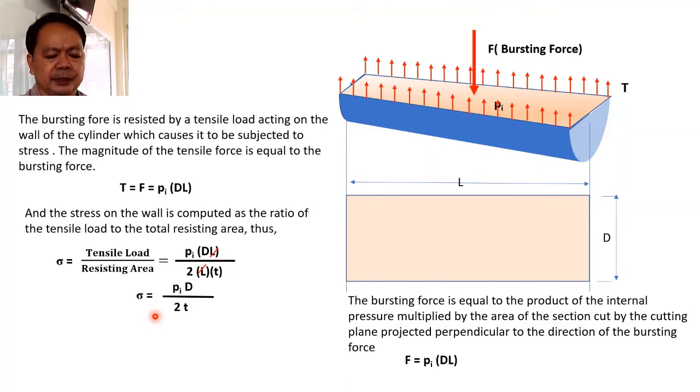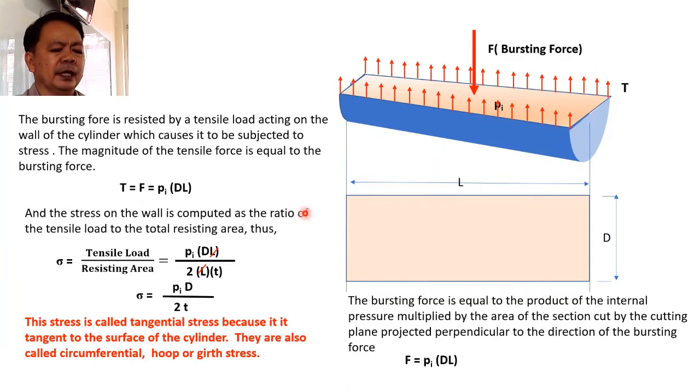And how do we call this stress? This stress is called a tangential stress because the stress is directed tangent to the surface of the cylinder. Sometimes it is also called circumferential because it is acting along the circumference of the cylinder. And it is also sometimes called the hoop or girth stress.